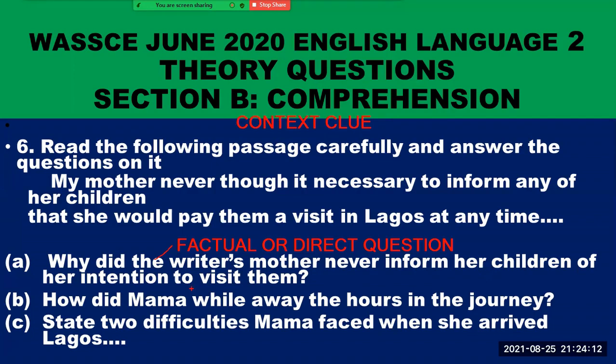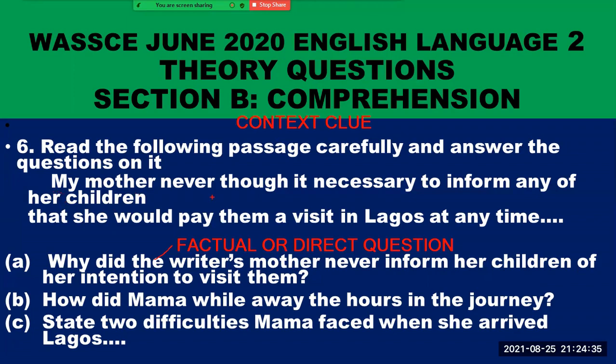Never inform. So that's exactly the context clue. We take note of that expression, and then when we read the passage looking for the answer, these context clues will help us to identify the answer, especially in factual or direct questions. Now, let's go to the passage.